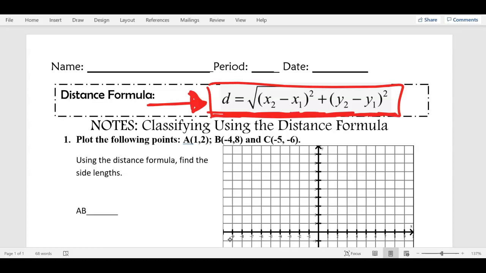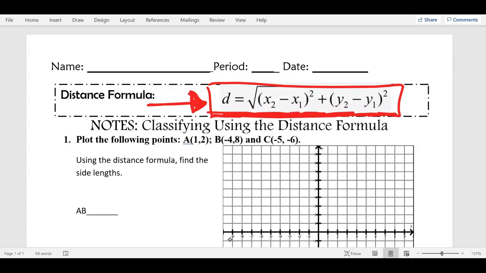Okay, let's do this. First things first. On number one, does everyone see the 3 points A, B, and C? I need you to plot those 3 points. And I know some people struggle with plotting. When you plot, it's x, which is horizontal, left and right, and then y, which is up and down. Remember, negative x is to the left, and negative y is down. So let's go ahead and plot these points.